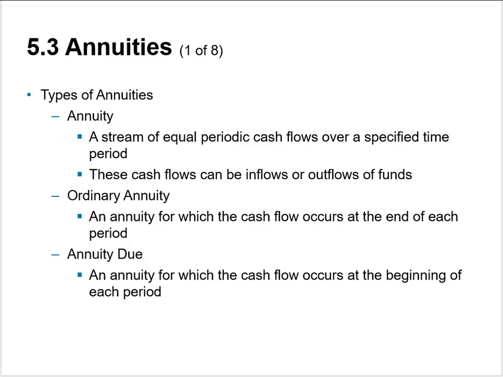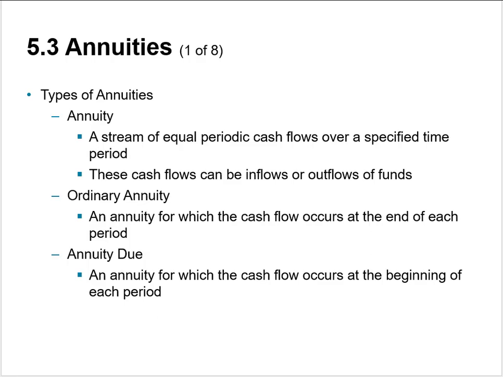In this video, we're going to continue some discussion about the time value of money. In this case, though, we're going to switch to talk about other kinds of cash flows. The first type we'll talk about are annuities. An annuity is simply equal cash flow payments over a certain period of time. Now, they can be either inflows or outflows, but they happen over a specified period of time.